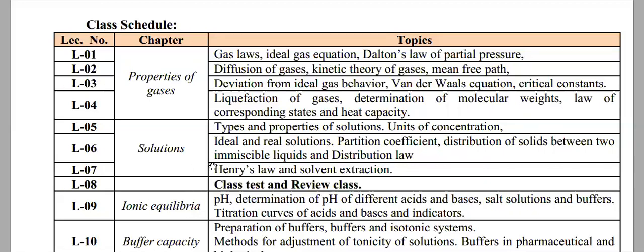Okay. Then comes the ionic equilibria. I've already mentioned that our body has different types of pH in different parts. The stomach, when it is empty, has 1.5 as its pH. The blood has 7.4 pH.